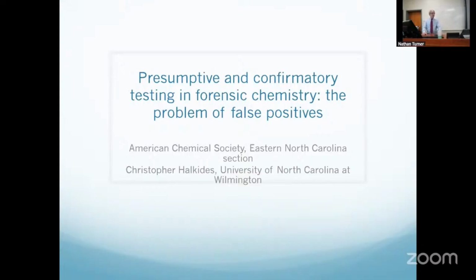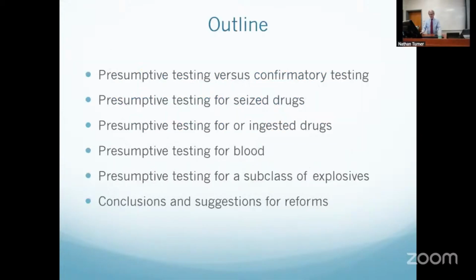I'm actually kind of a self-trained forensic chemist, but one of the issues that drew me into forensic chemistry was the problems in presumptive testing versus confirmatory testing for various substances. And so the first thing I'll do is to define those two and differentiate them. And then I'm going to talk about 4 categories of presumptive testing: for seized drugs, for ingested drugs, for the presence or absence of human blood, and for some explosives such as nitroglycerin, which are nitrate esters.